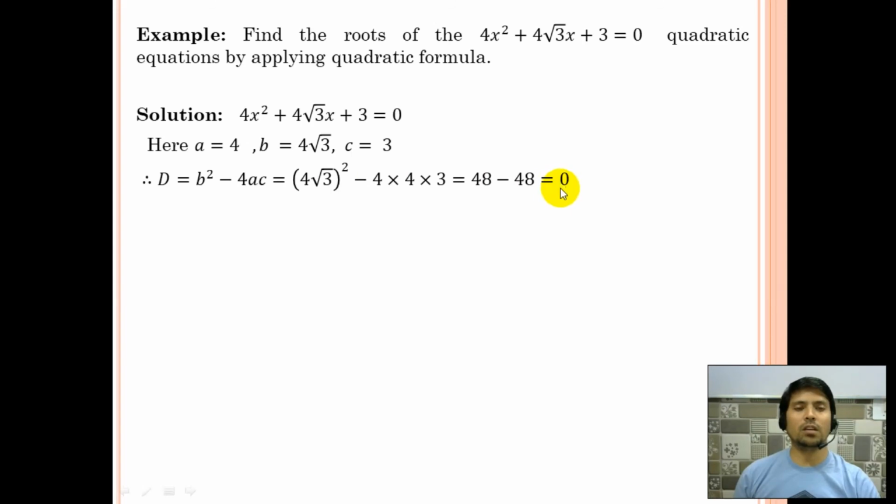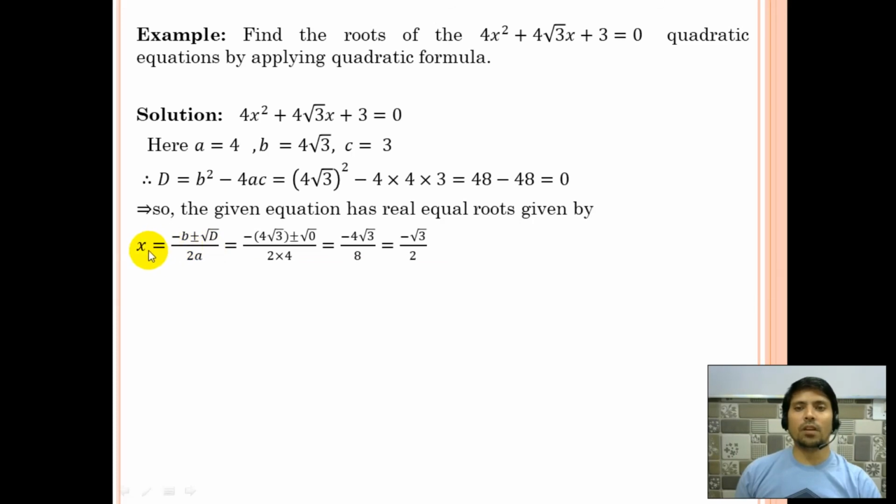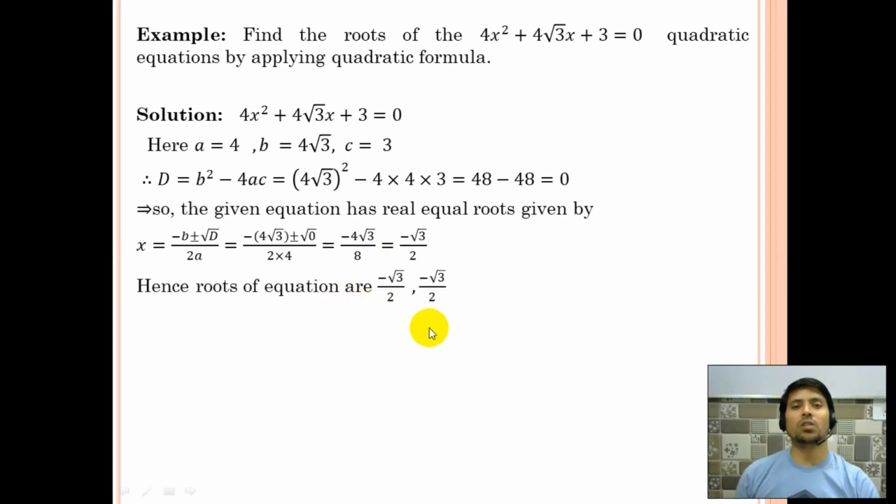Now the value of D is 0, so we know that it has two real and equal roots. Now we can find the roots by the quadratic formula. This is x equals to minus b plus minus root D upon 2a, and by putting the values of b, D and a respectively here, the value of D will be 0. Putting the value of b, this is minus 4 root 3 upon 8, on simplification minus root 3 by 2, and this is the value of x. So the roots are given by minus root 3 by 2 and minus root 3 by 2. These are the two roots of this quadratic equation.